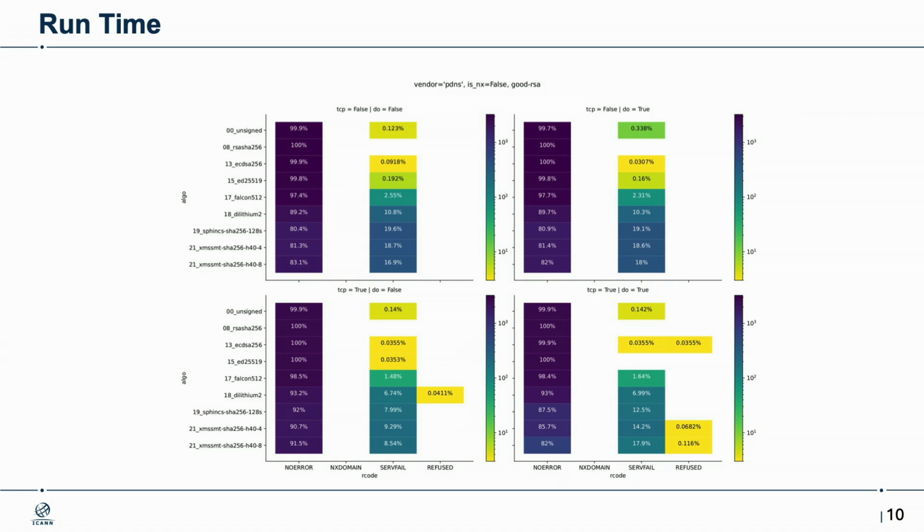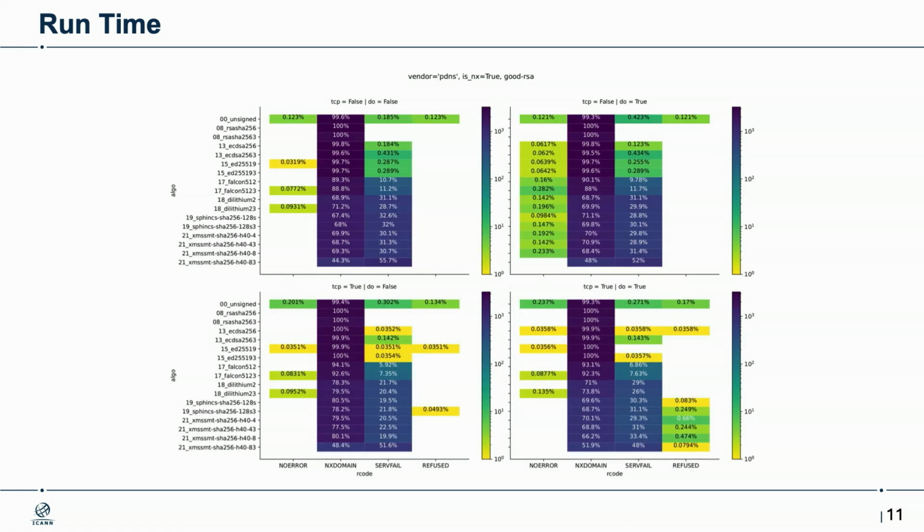But then we go to the negative answers. So in this graph, again, UDP on the upper two graphs, TCP on the lower graphs. It's not that the algorithms have doubled here, but where it says RSA SHA-256-3, we have answers with NSEC and with NSEC3. So clear text answers, and hashed proof of non-existence.